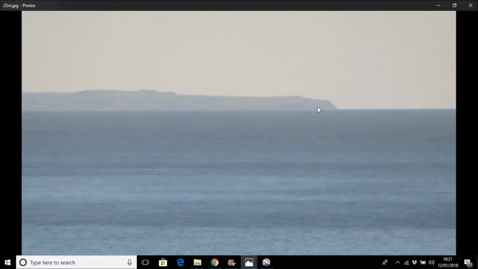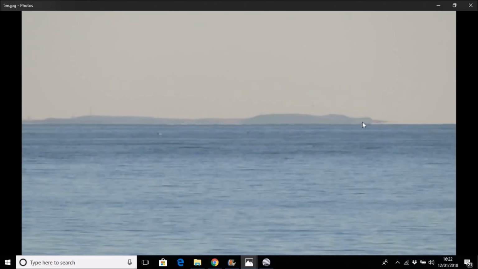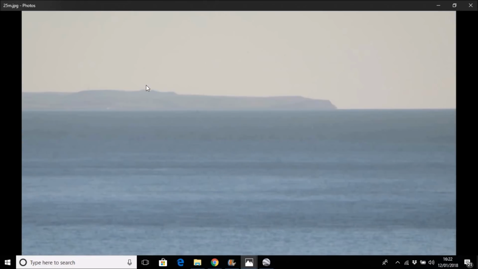Even though this is a more zoomed in picture and we'd expect to be able to see it more clearly, that land is not visible at all, even from 25 meters. And from 5 meters, we know that this land is just the very top of this land here, and even this land is obscured from our view.